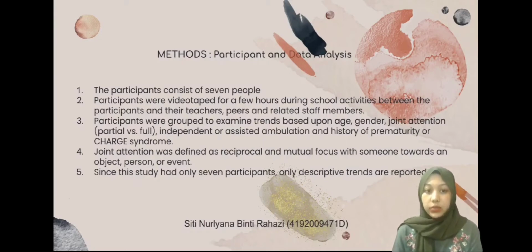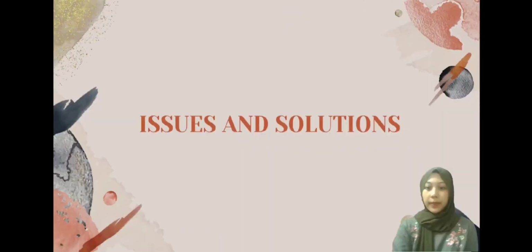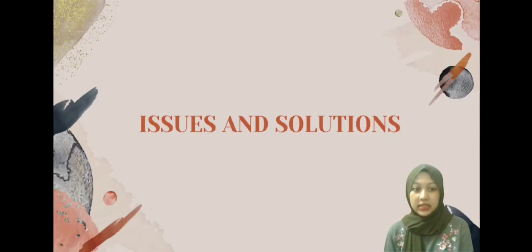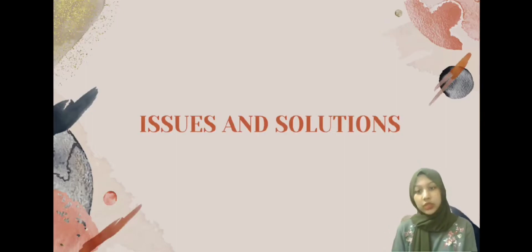Third point is participants were grouped to examine trends based upon age, gender, joint attention, independent or assisted ambulation, and history of prematurity or CHARGE syndrome. The next point is joint attention was defined as reciprocal and mutual focus with someone towards an object, person, or even an event. Last point under methods is since the study had only 7 participants, only descriptive trends were reported.